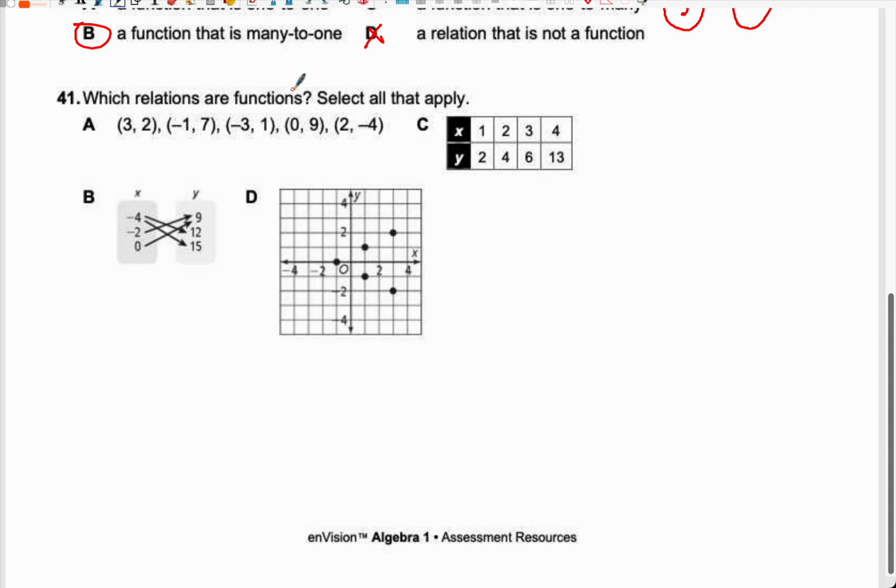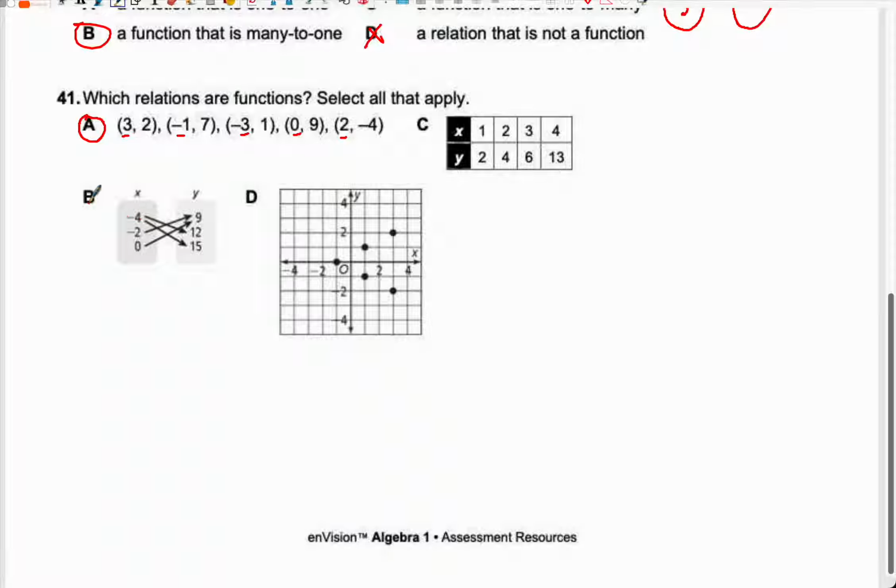41, which of the relations are functions? Select all that apply. So if you have a list of ordered pairs like this, first thing you do is look at the x values, 3, -1, -3, 0, and 2. Since none of those values repeat, they're all different numbers, automatically we're going to say that's a function.